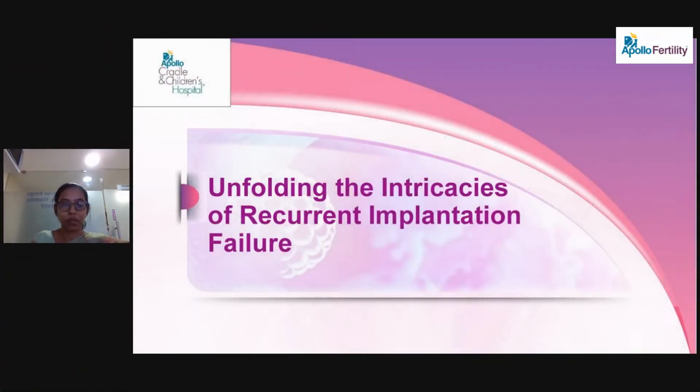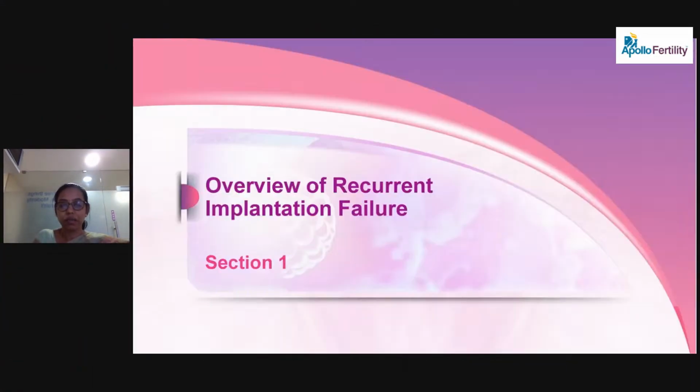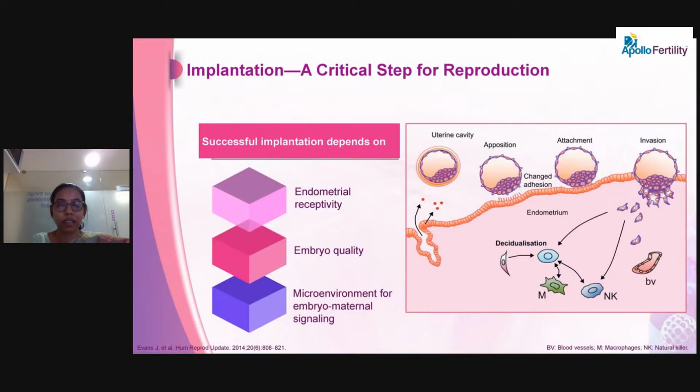Good evening, everyone. This is Dr. Sangeetha Anand, consultant reproductive medicine at Apollo Fertility, Brookfield, Bangalore. Today, I would like to discuss recurrent implantation failure. What does it mean? When IVF fails, even after multiple embryo transfers, if the patient fails to conceive, that condition is called recurrent implantation failure.